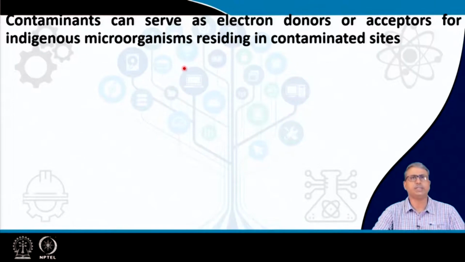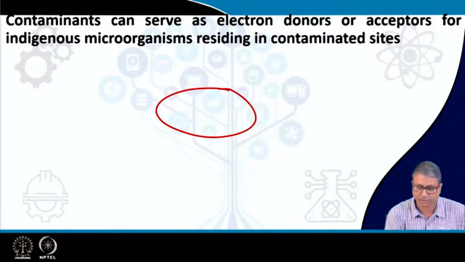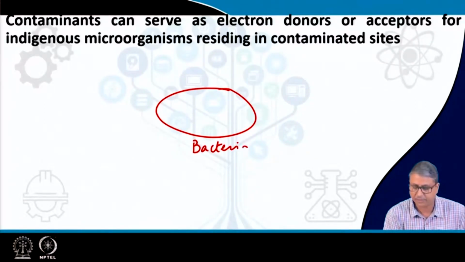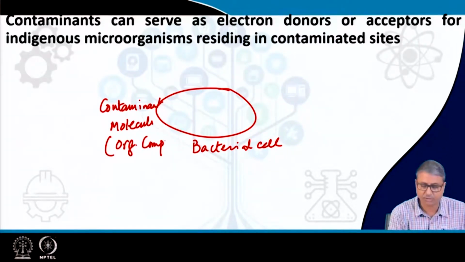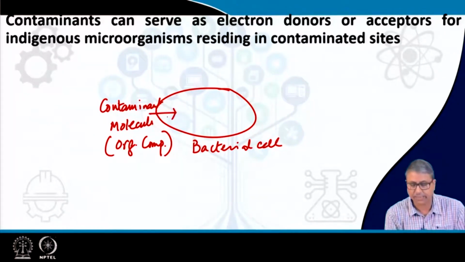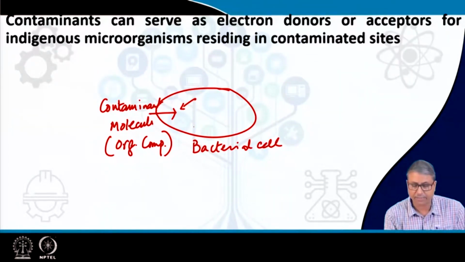Now, the contaminants, as I mentioned, can serve as electron donors or acceptors for indigenous microorganisms residing in a contaminated site. This is one of the most fundamental facts that we were able to identify several decades ago, that the natural microorganisms are present there. So, these are the bacterial cells. When you have a contaminant molecule, which is basically the organic compound we are discussing here, this molecule is taken up by the cell in its different forms, they activate it and take it in, and then they try to deploy a number of enzymes.